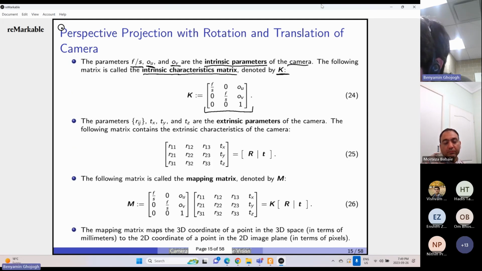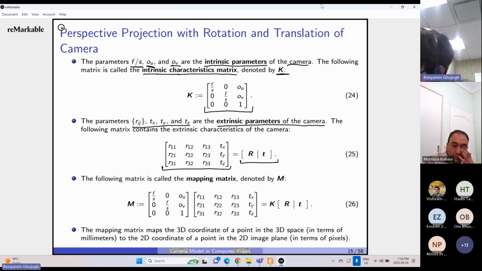Now, the parameters of rotation and translation, Rij, and also Tx, Ty, Tz, are called extrinsic parameters of the camera because they are not inside the camera. They are outside of the camera. They depend on where we locate the camera in the 3D space. So this matrix R and T contains the extrinsic parameters. So what is this? This is K, these are the intrinsic parameters.